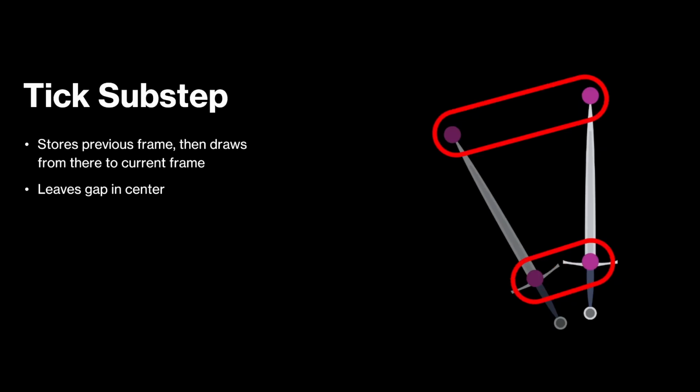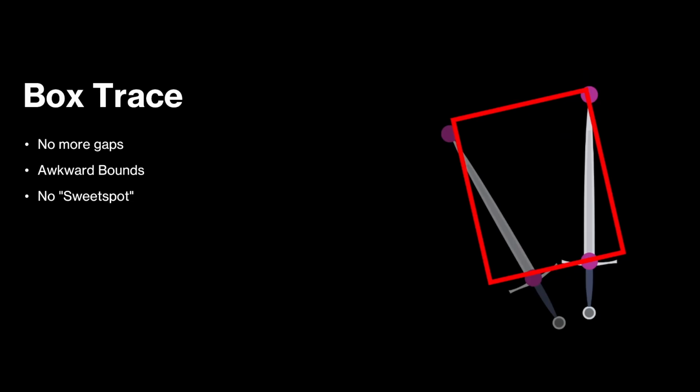This is where tick substepping comes in. Tick substepping will store the previous frame, then draw from the previous to the current frame. And as you can see, this solves the gap in between the two sockets. However, this still leaves a gap in the center. So, in order to fix that, there's a couple different ways you could do it. The first way you could do it is with a box trace.